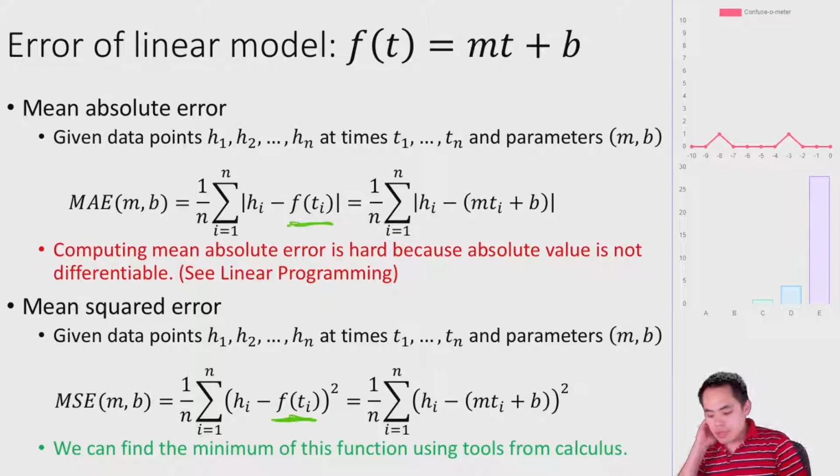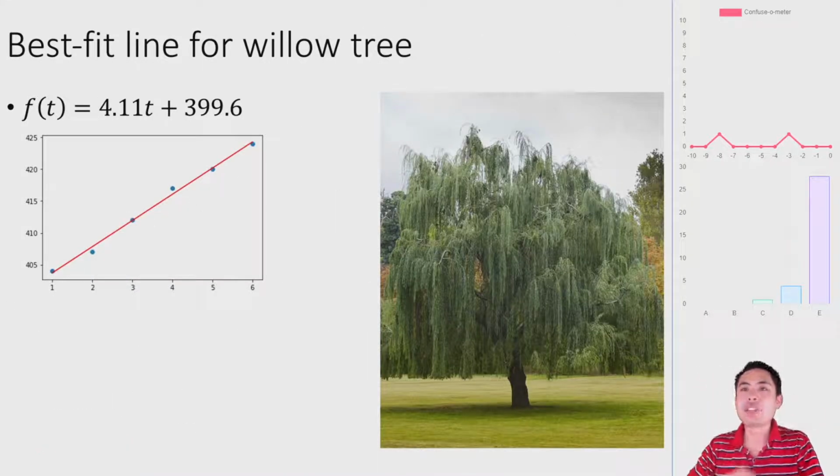Okay, but anyway, let me go ahead and show you what we get at the end of the day. You solve for this, and you get a function that almost passes through all these data points and allows you to give a prediction for time 7. So we have this function, f of t is equal to about 4.11 t plus 399.6. Our model has a particular height for the willow tree at a particular point in time, and we're guessing that it grows at about 4.11 inches per month. So these are the parameters you end up getting when you solve for the minimum.